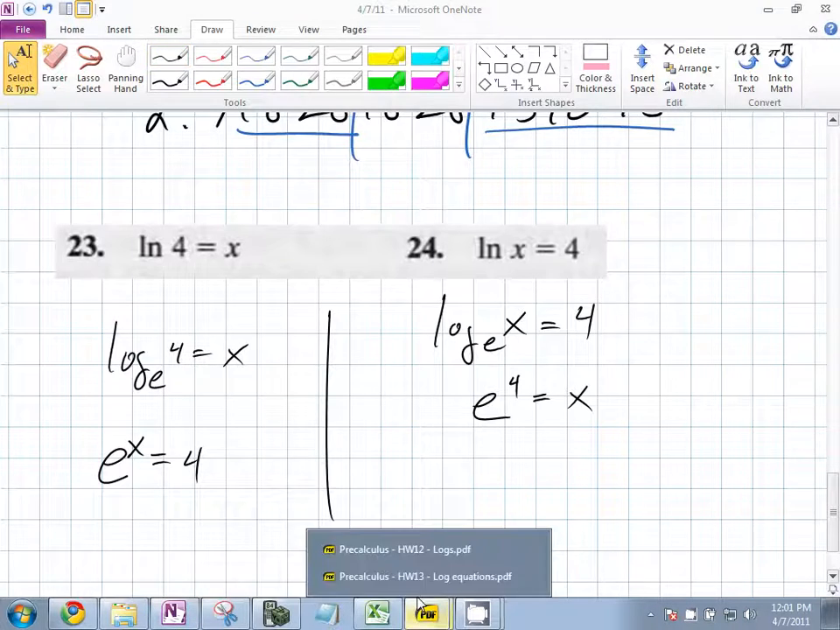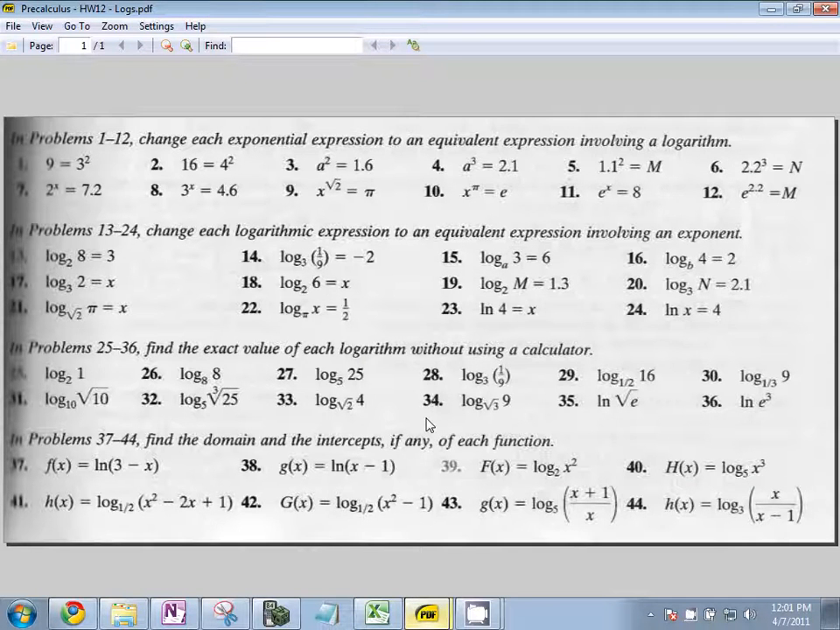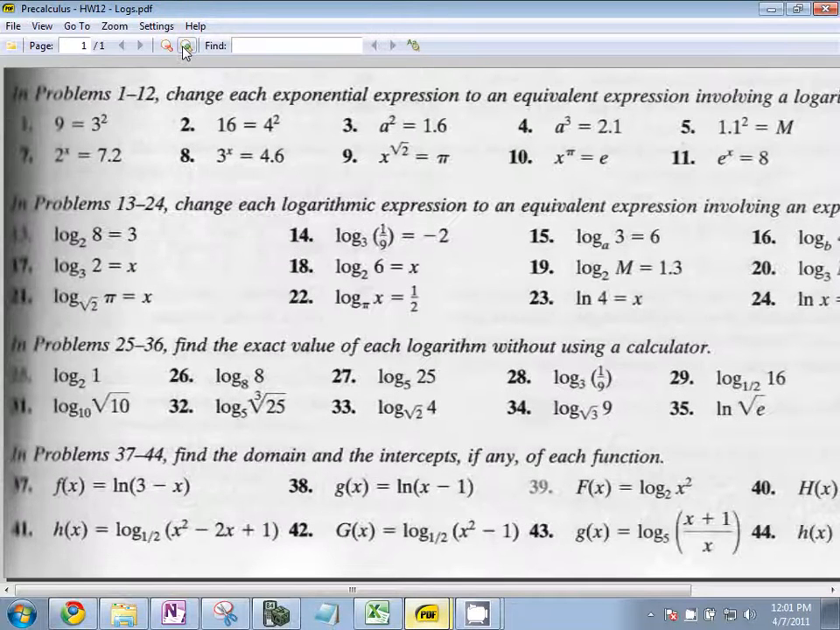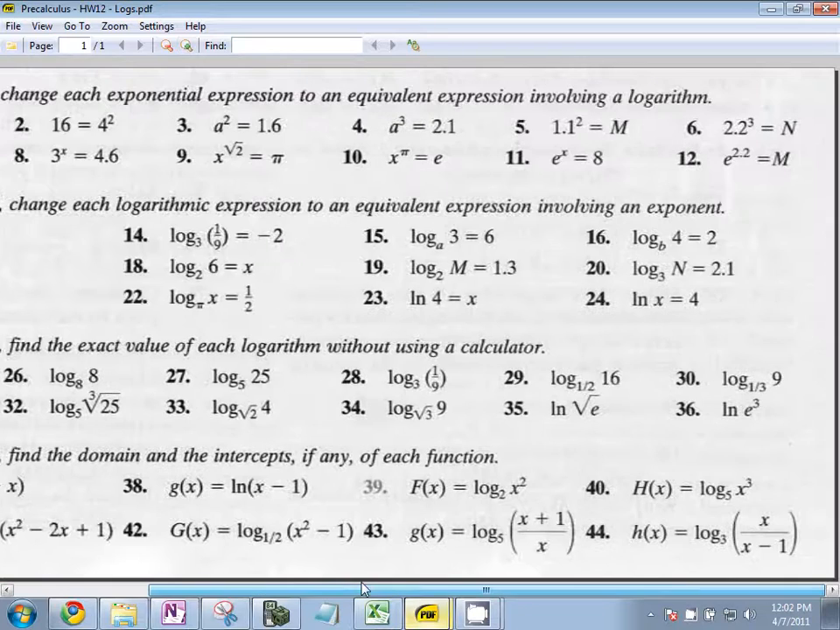Okay, back to the sheet. What about 25 through 36? You had to do this by hand because you come up with nice clean answers. Anyone there you want to talk about? Anything?